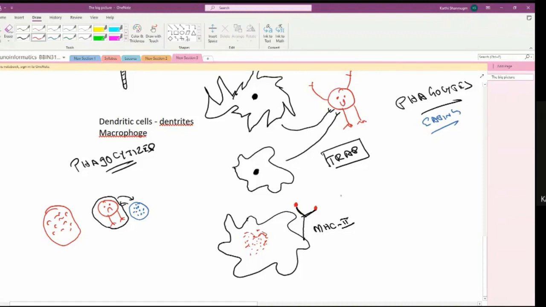What's the main job of MHC2, major histocompatibility protein 2? It's basically a protein molecule used to stick part of the pathogen to the outer surface. So can we call this an antigen?